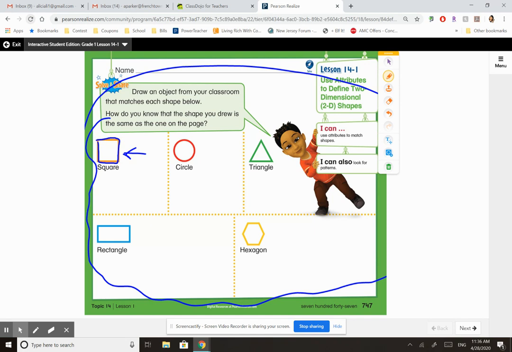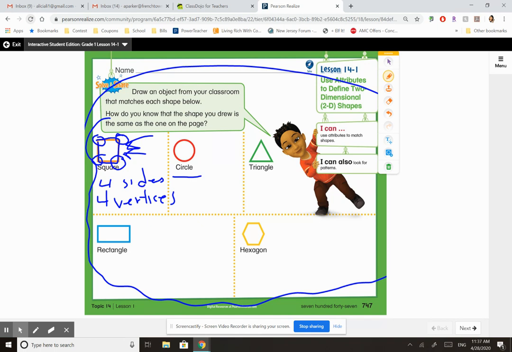And then we also define them by their vertices. Vertices are their corners. So a square has 4 corners or points. Does anyone see that? So a square has 4 sides and 4 vertices. It is also a closed shape. And by closed, I mean there's no way for someone to get inside it. It's closed, okay?